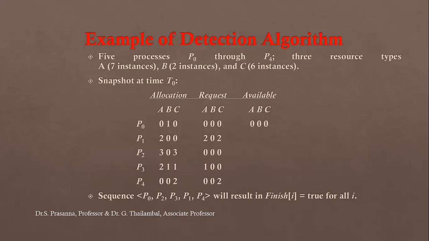An example of the detection algorithm: in the same way, processes P0 to P4 with three resource types A, B, C, each resource having several instances. When you calculate in the sequence P0, P2, P3, P1, P4, it results in finish of i equal to true for all i. Everything will be finished.